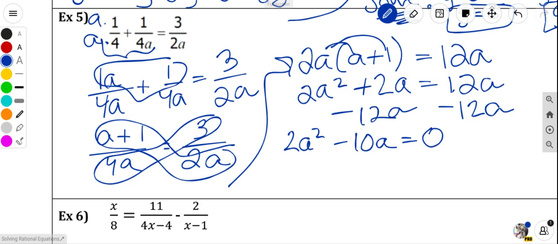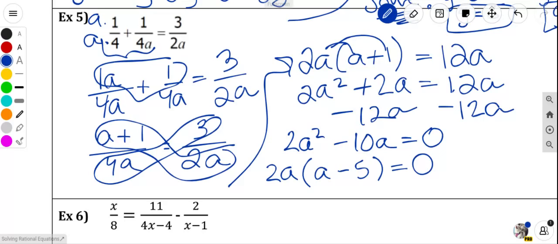So notice that this one is a little bit different than the last one because this is not a trinomial. So this is a binomial. So you want to look for a GCF, which in this case is 2a, and you want to take out a 2a. So they're not always going to be trinomials.